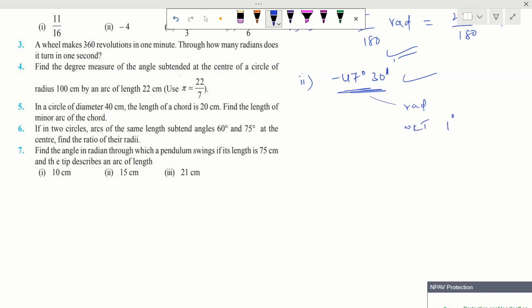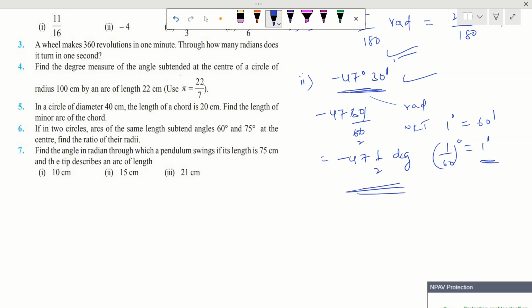We know that 1 degree is 60 minutes. And what is 1 minute? 1 minute is 1 by 60th of a degree. So here, since minute is given, we have to divide by 60. So 30 by 60: if we divide by 60, the zeros cancel and 1 by 2 remains. Then it is 47 and 1 by 2 degree. It is in complete degree form.